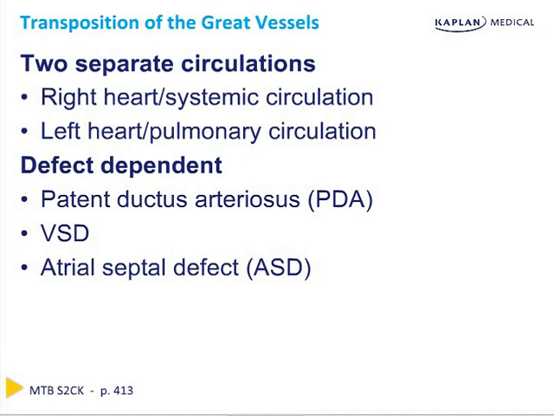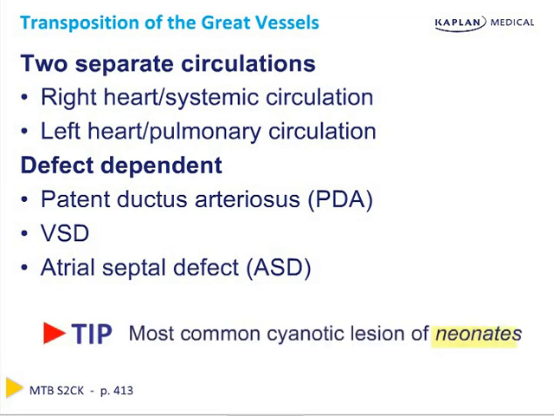So if the child's born and turned blue, that means in breathing and living, then that means one of these defects is there. It's just a matter of figuring out which one. A tip is that this is the most common cyanotic lesion in neonates, where TOF was the most common cyanotic lesion diagnosed in children. This is the most common one in neonates, those under the age of 28 days.